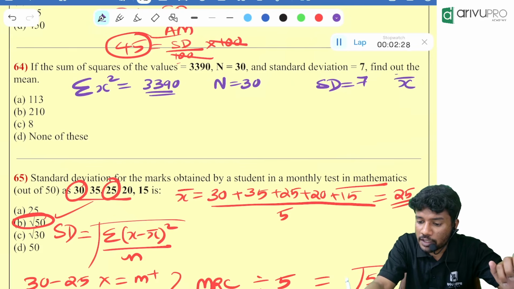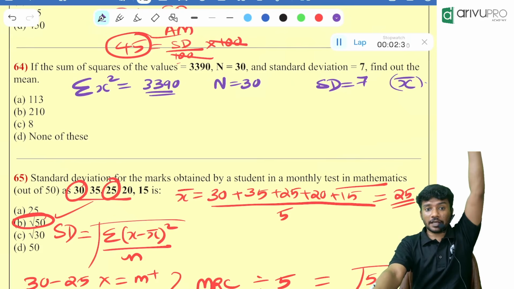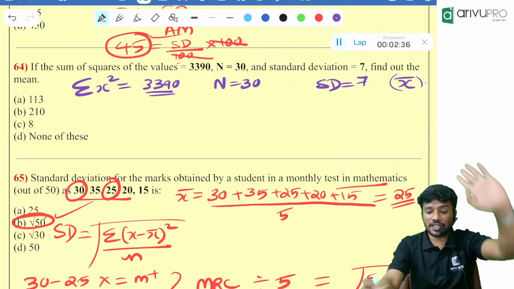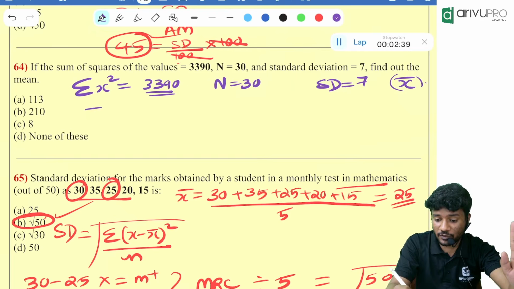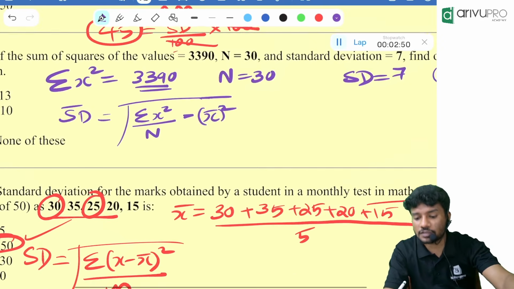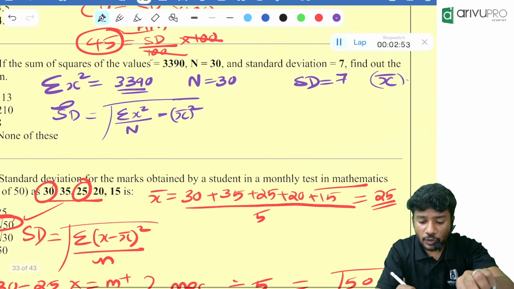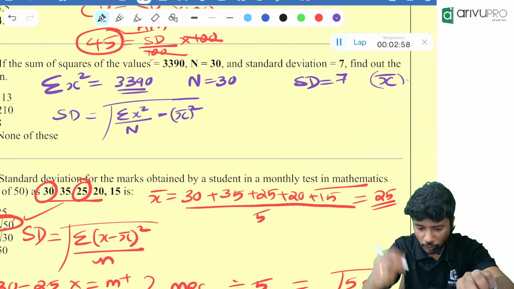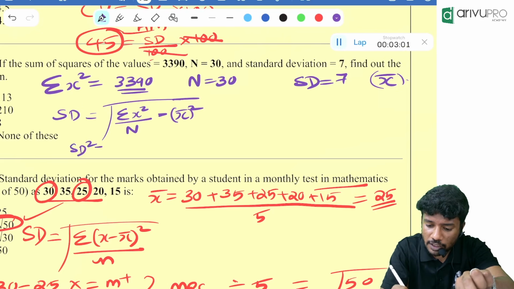We need to find what? X bar. I told you long back, whenever we want to find x bar, we should use the second equation. What was the formula for standard deviation? Standard deviation is equal to root of sigma x square divided by n minus x bar the whole square. Using this formula, you should get me the answer. Can I take square on both sides in order to remove the root? Yes. So, standard deviation square is equal to sigma x square divided by n minus x bar the whole square.